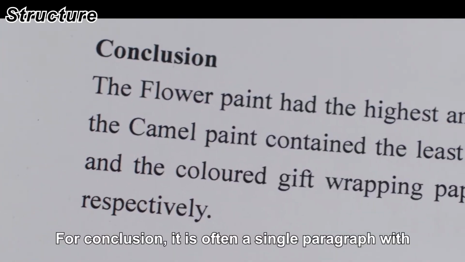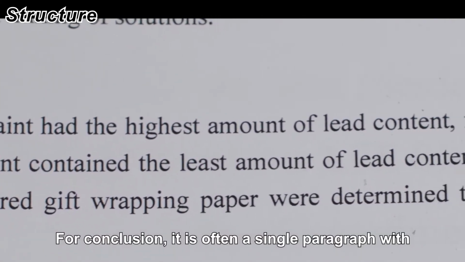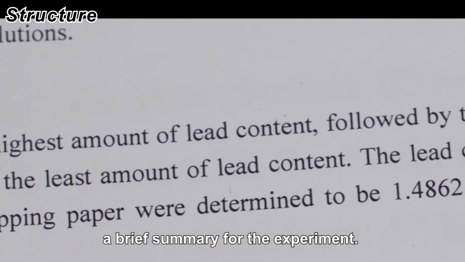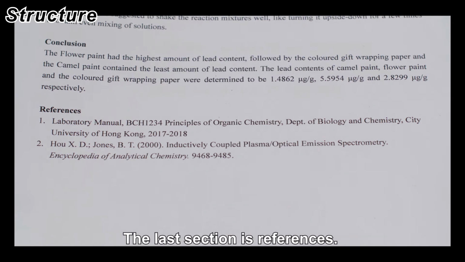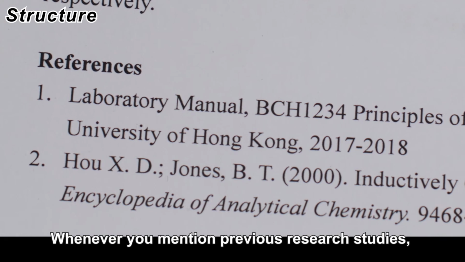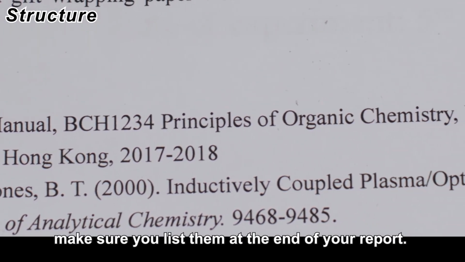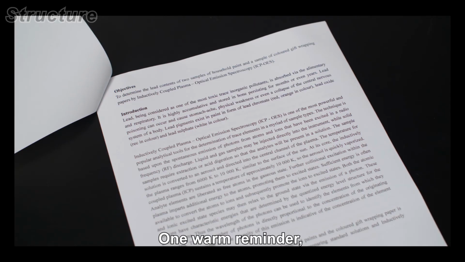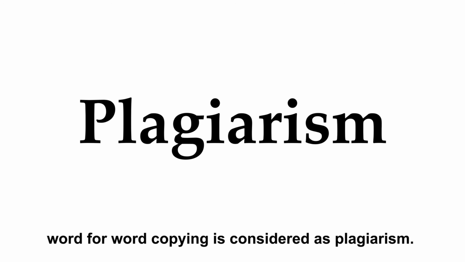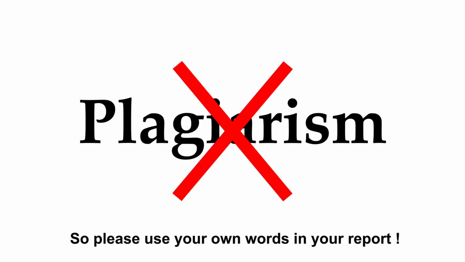For a conclusion, it is often a single paragraph with a brief summary for the experiment, whether it supported the hypothesis or not. The last section is references. Whenever you mention previous research studies, make sure you list them at the end of your report. One warm reminder: word-for-word copying is considered plagiarism, so please use your own words in your report.